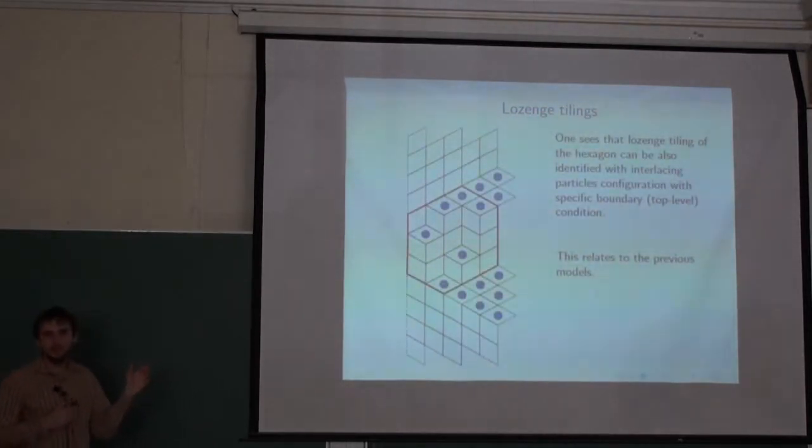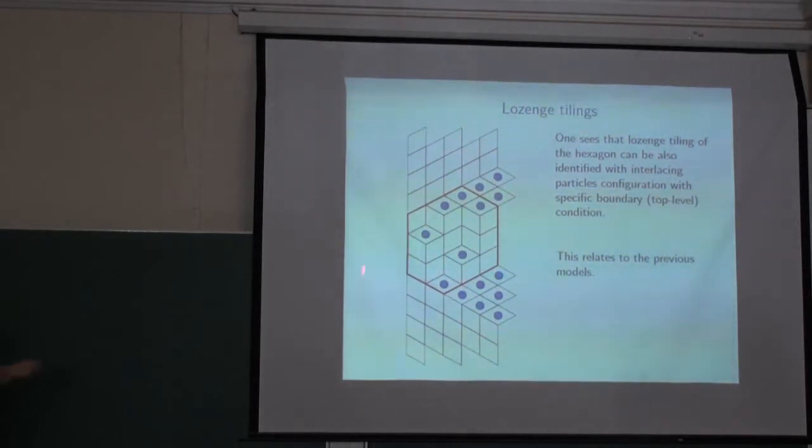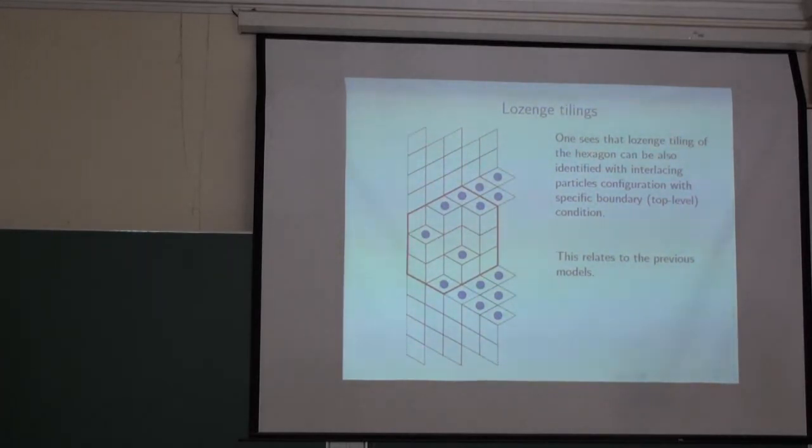So the first question is, how is it related to what we spoke about before? If you look at the tiling of your hexagon, then choose one type of lozenges, say this one, which we'll call horizontal lozenges. Then put particles on these lozenges and look at the whole picture, and you immediately realize that this is the same as the interlacing particle configuration that we spoke about before. So we exactly have one particle on the first horizontal line, two particles on the second one, three particles on the third one, and so on. So these lozenge tilings are exactly the same as particle configurations.